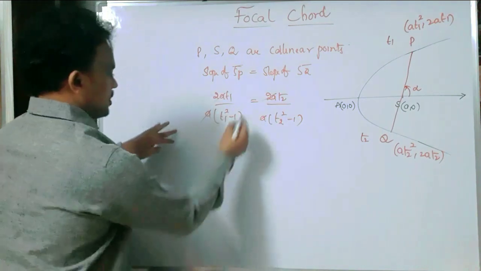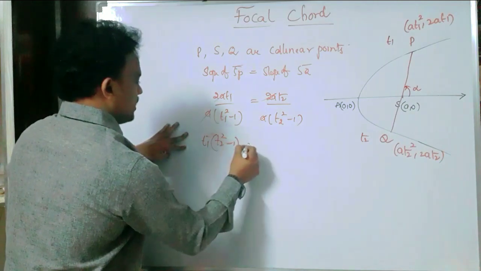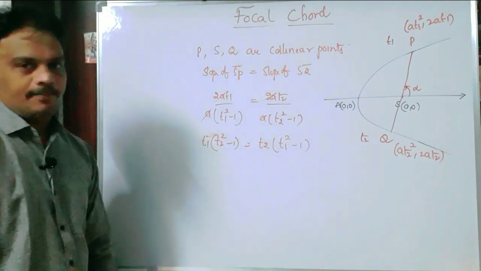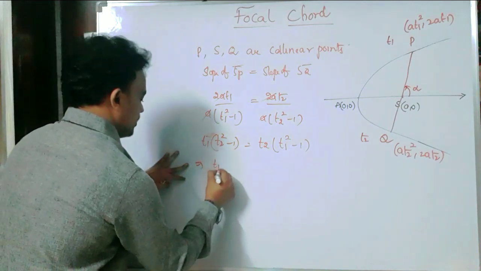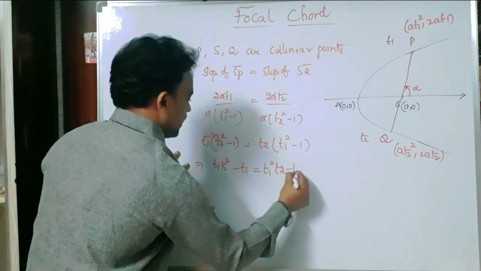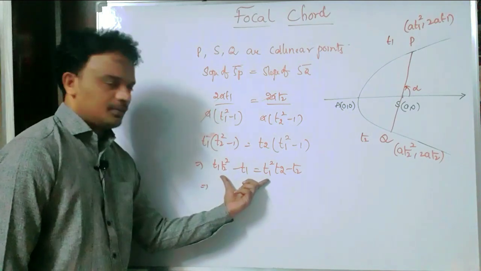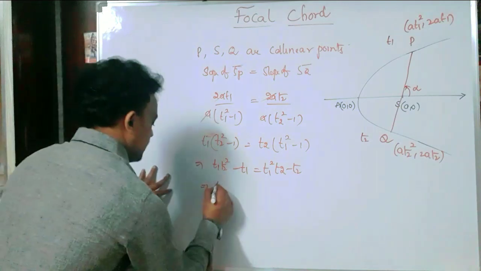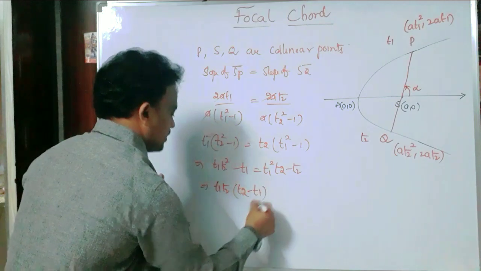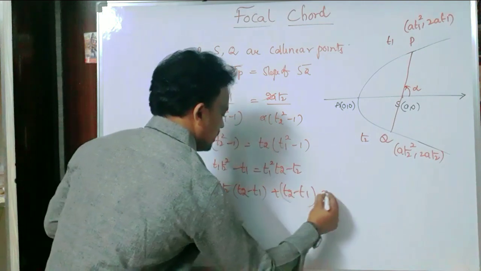So we can get t1 of (t2 square minus 1) is t2 of (t1 square minus 1). So totally it is t1 t2 square minus t1 is t1 square t2 minus t2. From this, please take out common: t1 t2 (t2 minus t1) plus (t2 minus t1) is equal to 0.